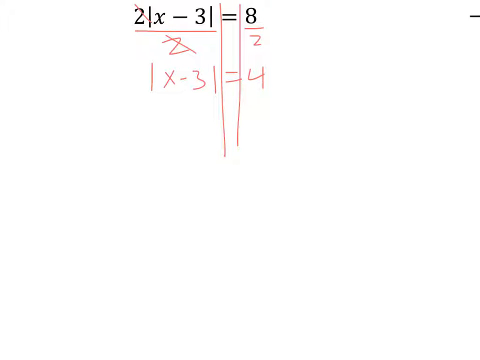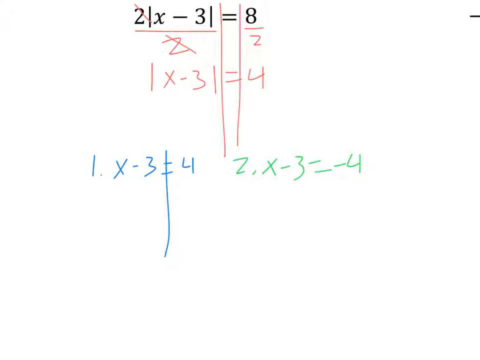So we'll have case 1 is x minus 3 equals 4. So it's exactly as we see it, right? But we just dropped the absolute value signs. And the second case is that we have x minus 3 equals the opposite of 4, so negative 4. Okay, so let's solve both of these equations then.